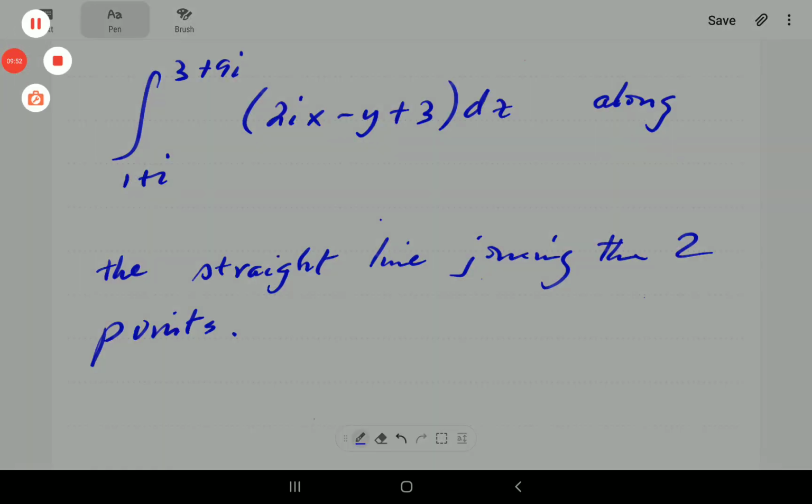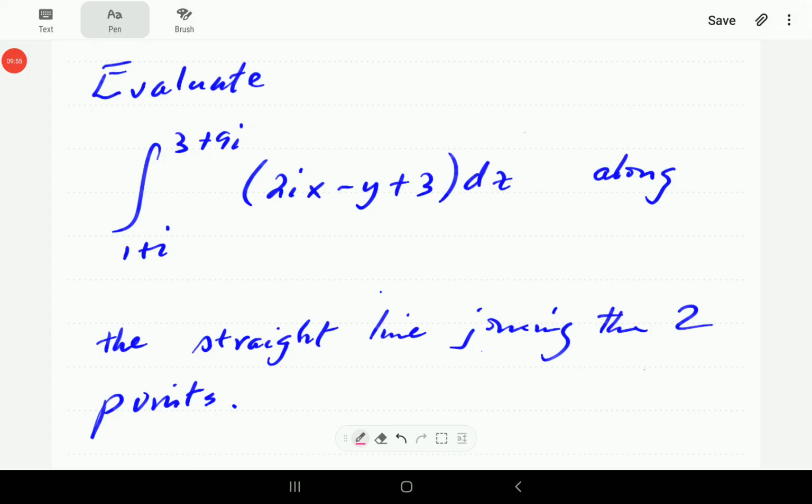All right. We now continue to show you our solution for this problem here.